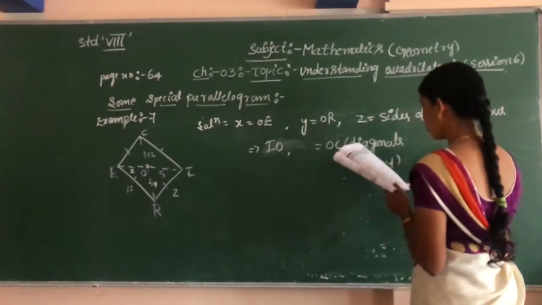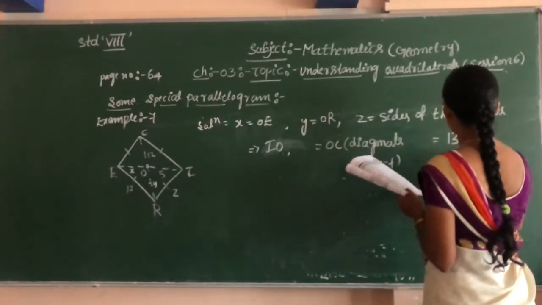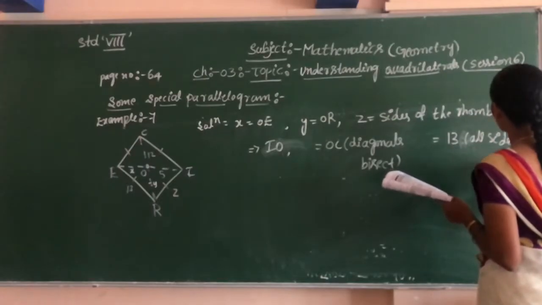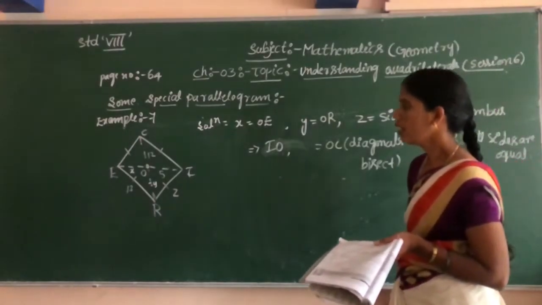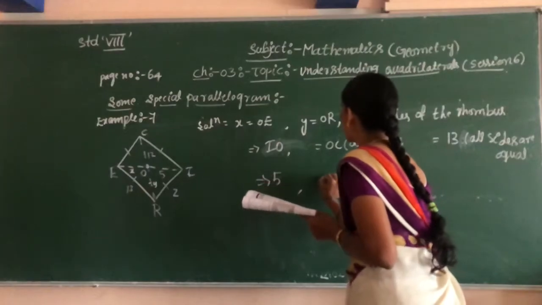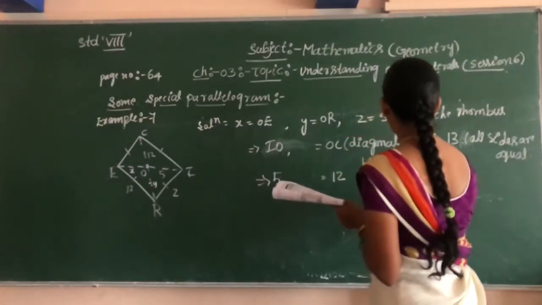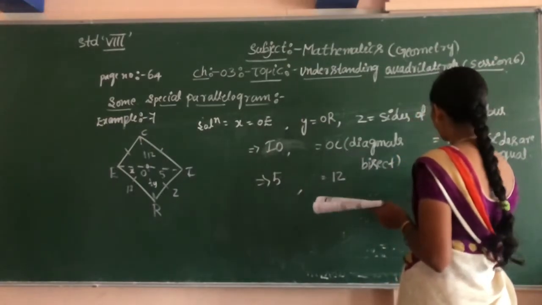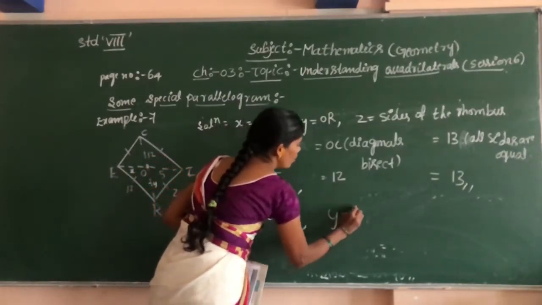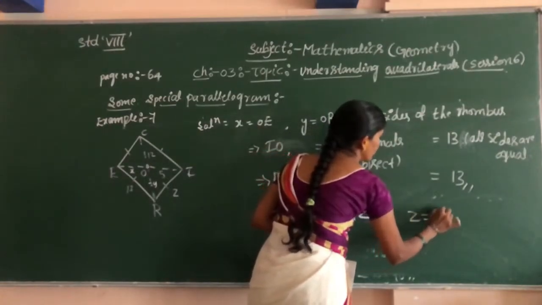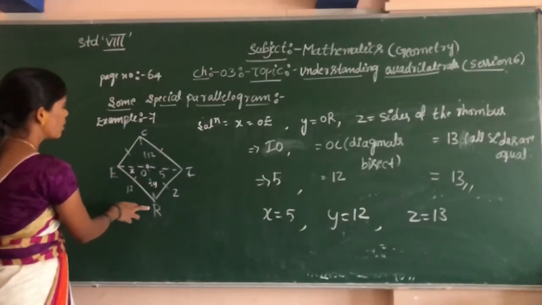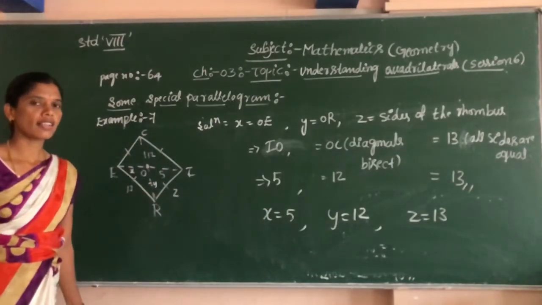Next, z is equal to what? How many sides are there? 13. All sides are equal. OI is 5 and OC is 12, and all sides are 13. Therefore, x is equal to 5, y is equal to 12, and z is equal to 13. Okay, children, you see x is equal to EO, y is equal to OR, and z is equal to the length of all sides, which are equal.